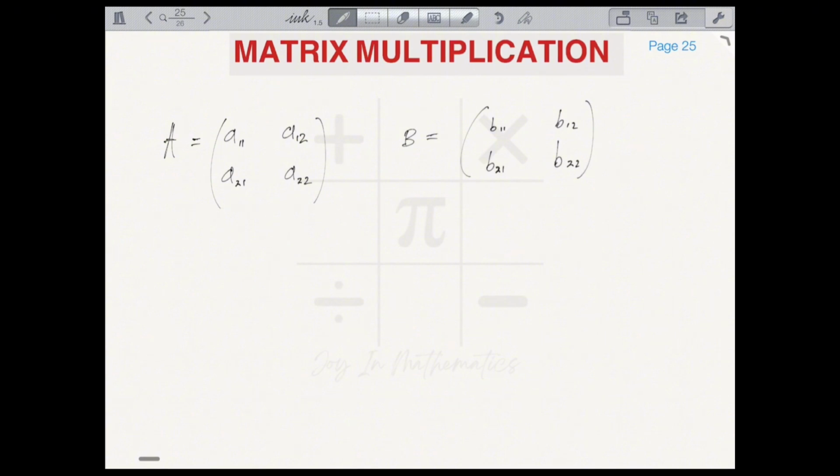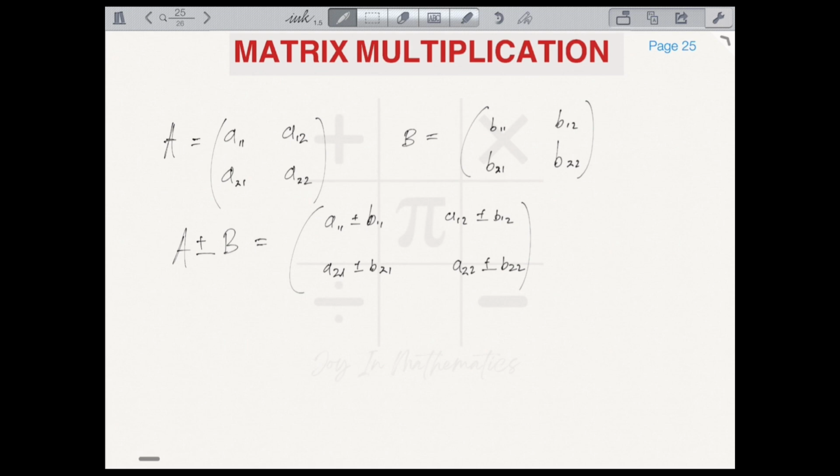Now, we know when we have A plus or minus B, the result will be A11 plus or minus B11, as the case may be, A12 plus or minus B12, A21 plus or minus B21, and likewise A22 plus or minus B22. This is the summary of addition and subtraction of matrices.